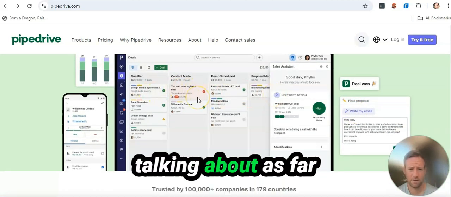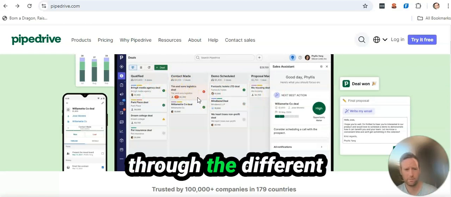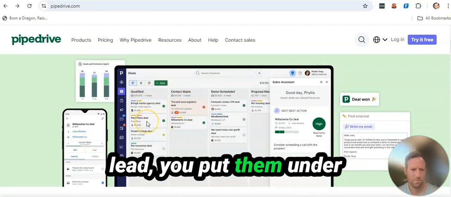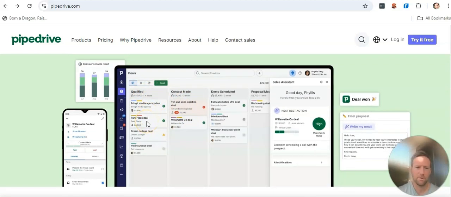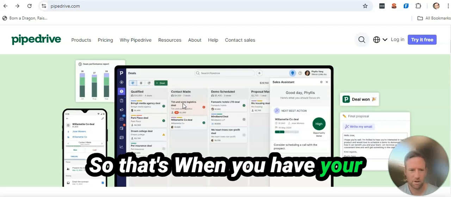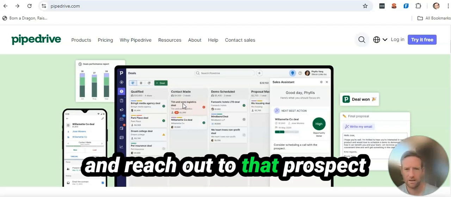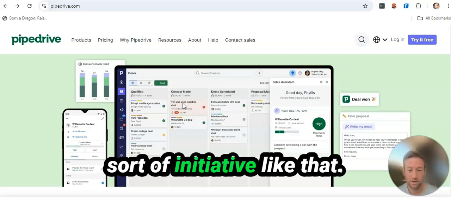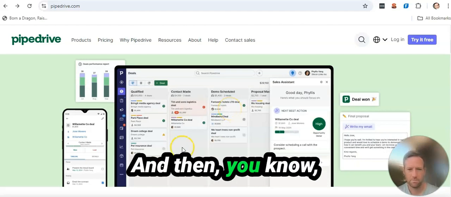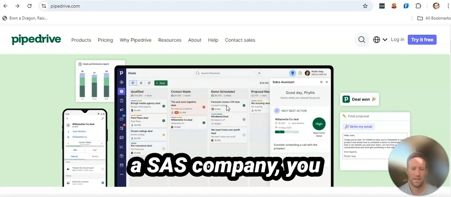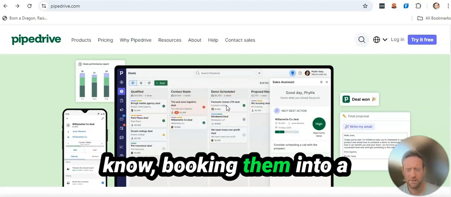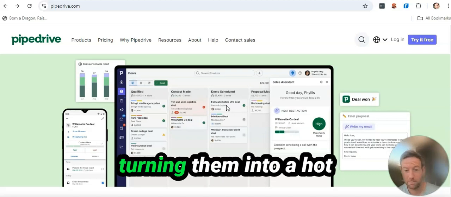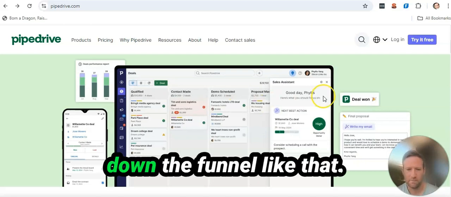And this is what I was talking about as far as moving prospects through the different stages of your funnel. So if you get a qualified lead, you put them under the qualified lead column, and then contact made. That's when you have your appointment setter go out and reach out to that prospect and try to close them for a quote or some other sort of initiative like that. And then schedule them for a demo. If you're a SaaS company, booking them into a demo is super important. That's going to be that initial stage of possibly turning them into a hot lead and then further down the funnel.